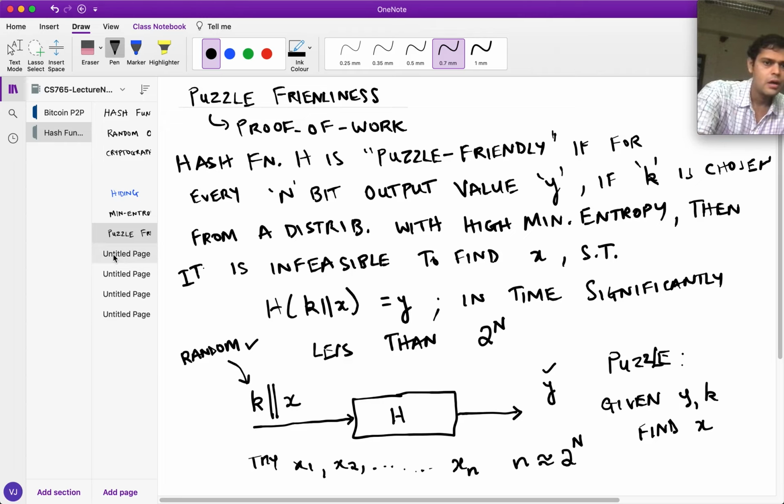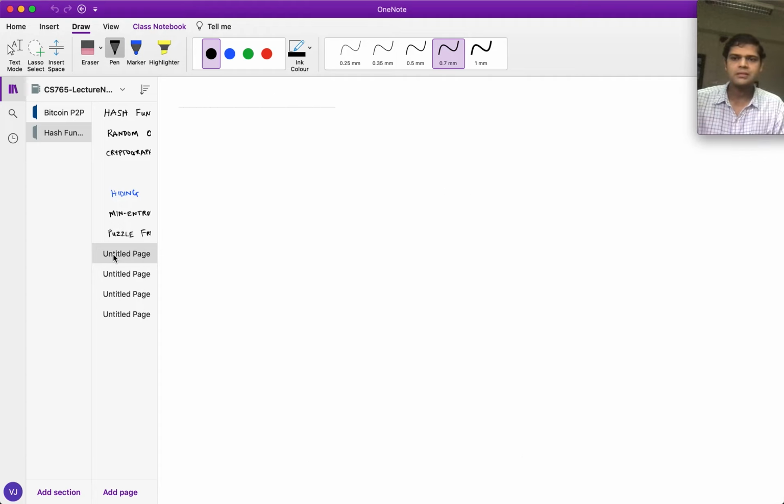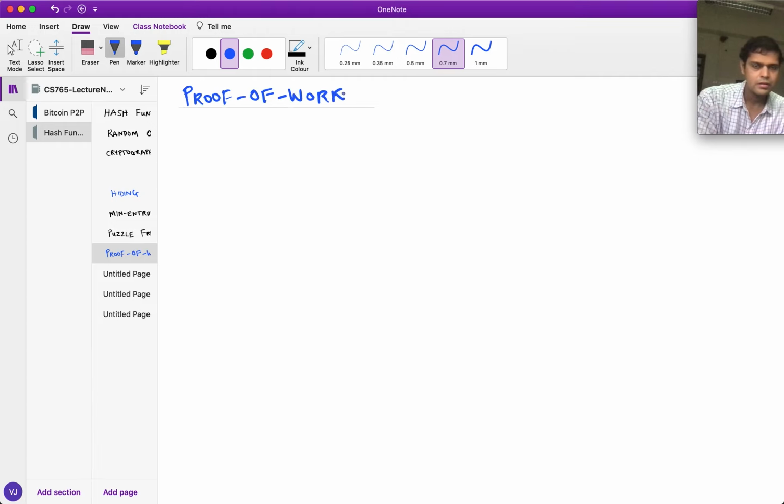So how is this related exactly with Bitcoin? Like I hinted just now, that's really the heart of what is called proof of work. So proof of work is essentially solving a particular puzzle in order to generate blocks. Okay, so here's what the puzzle is. Let me explain what proof of work is.